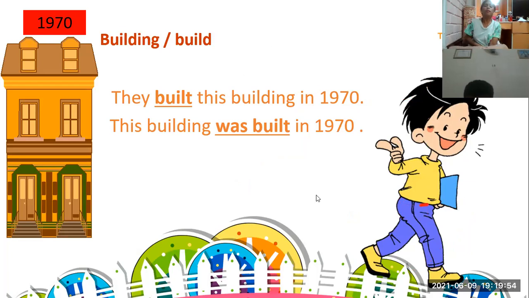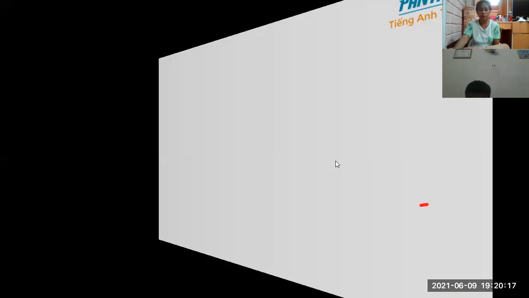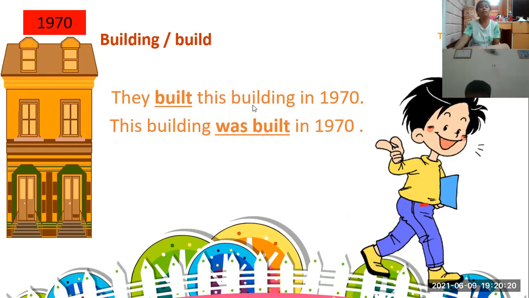Okay, next. Build and building. So when you say they built this building in 1970, so it's 1970, the building was built in 1970. So it is past tense. Okay, again. They built this building in 1970. The building was built in 1970. In this one, 1970, building, built. This building was built in 1970.